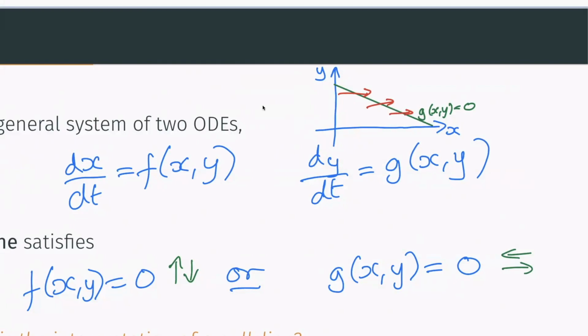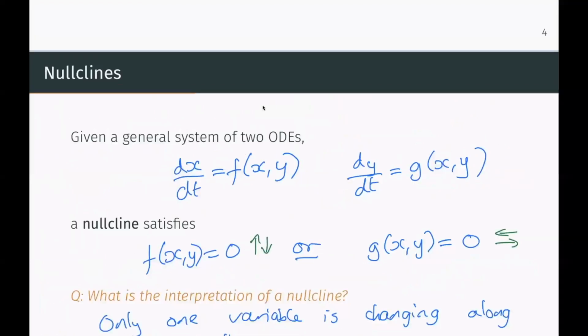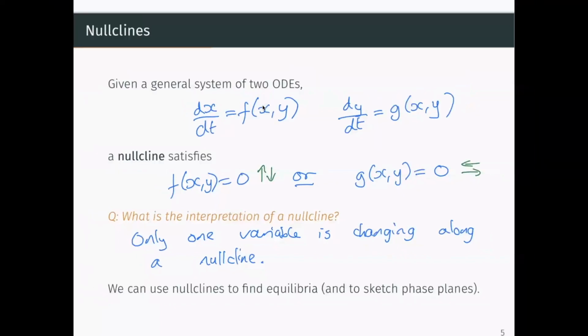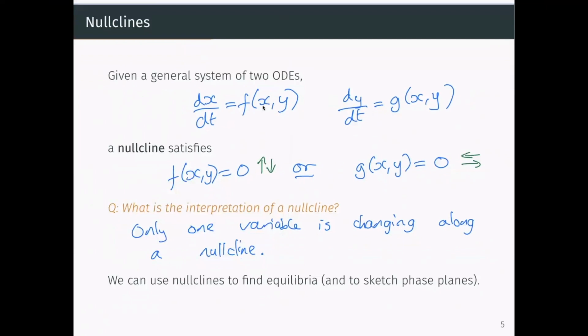So these nullclines help us to simplify the problem when it comes to sketching our phase planes. We'll come back to the geometric interpretation in the next lecture. For now, we're going to be thinking about how we algebraically find our equilibria. And essentially, when we're finding our equilibria, we find our nullclines along the way. So that's why we're talking about them at this stage.